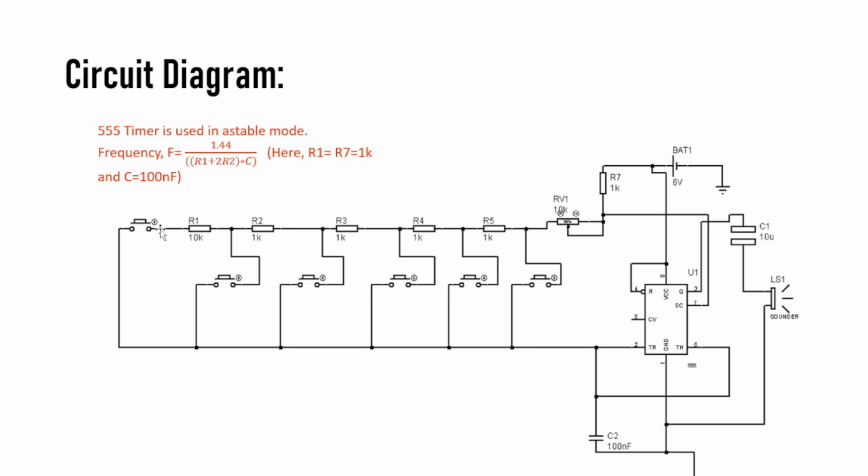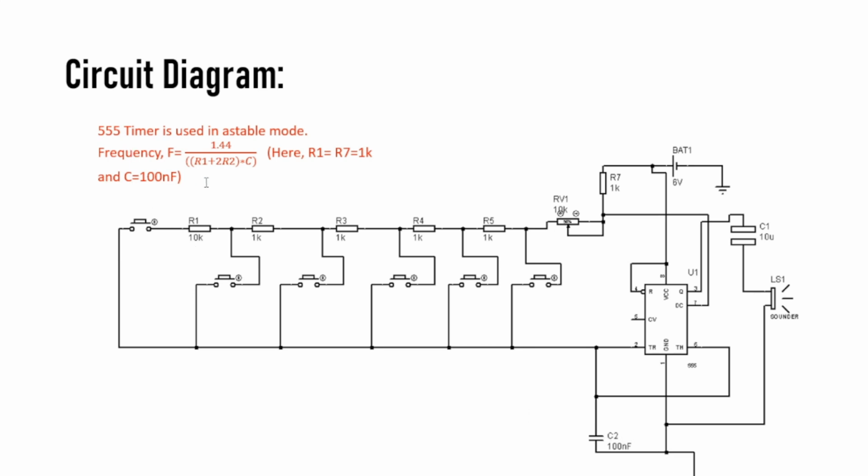We used 6 push buttons and a resistor of 10 kilo ohms, and the remaining resistors are of 1 kilo ohm, and 1 potentiometer of 10 kilo ohms, and this is the 555 timer IC. And this is the sounder or speaker. We used 2 capacitors, one of 10 microfarads and the other of 100 nanofarads.